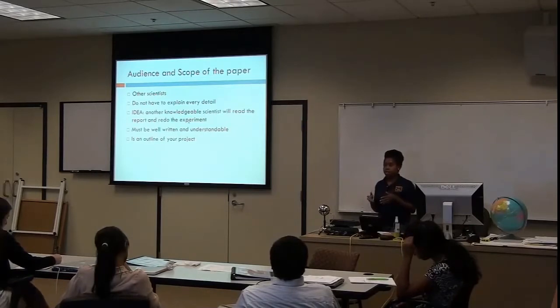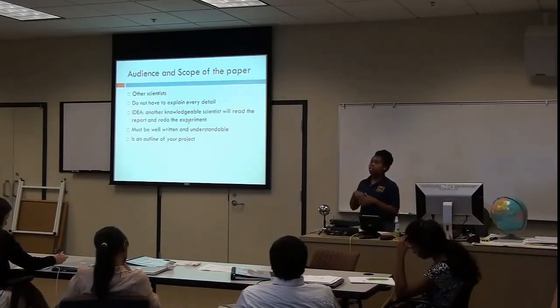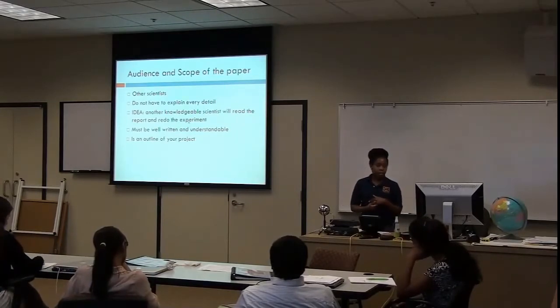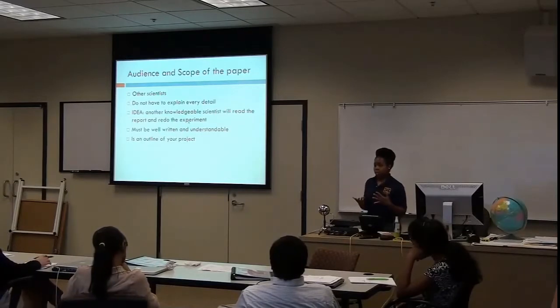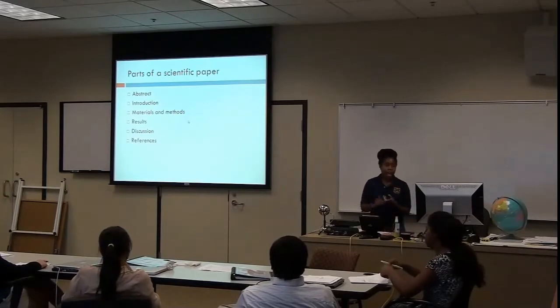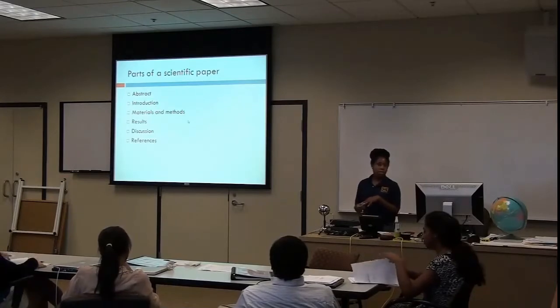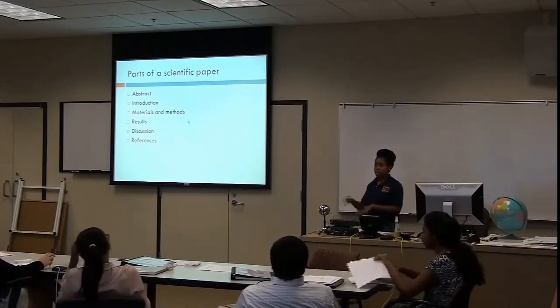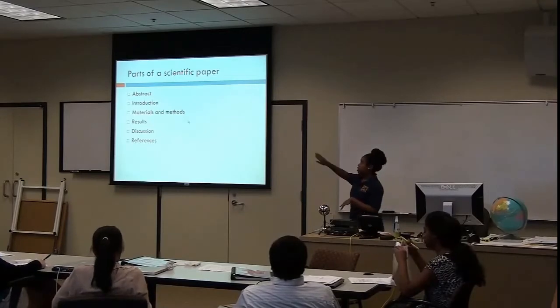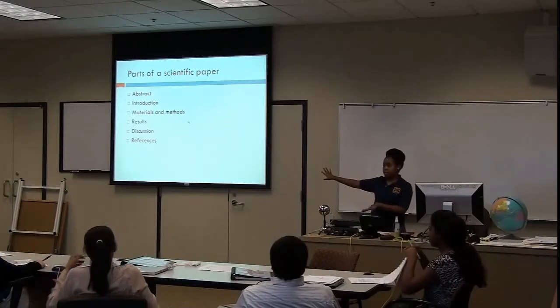Because you're writing with the intent of someone to redo your experiment, it must be well written to the point where they can read it word for word and actually replicate it without any mistakes or questions. And it pretty much outlines your project or your experiment. That's the purpose of it. Okay, so here's the parts. You have the abstract, the introduction, materials and methods, results, discussion, and references. So this is your skeleton. This is what each portion of the paper is. This is the skeleton I was telling you guys about.